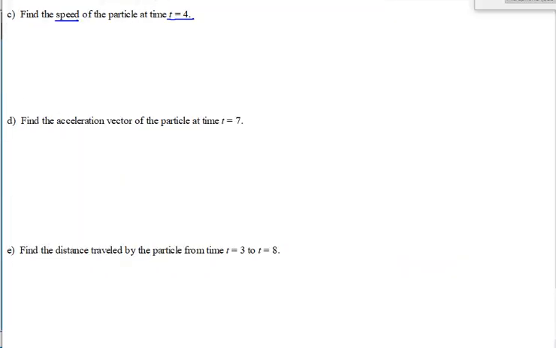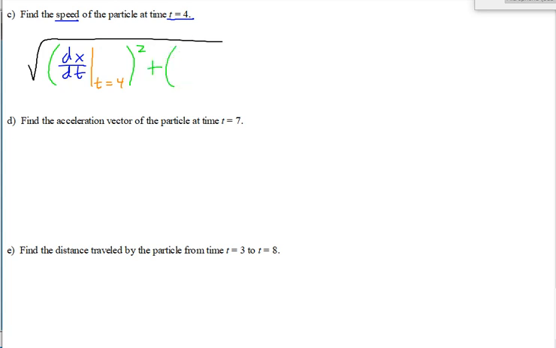So it's going to be the square root of (dx/dt, specifically at t equals 4) squared plus (dy/dt at t equals 4) squared. And let's see how we put this in both calculators to evaluate it.